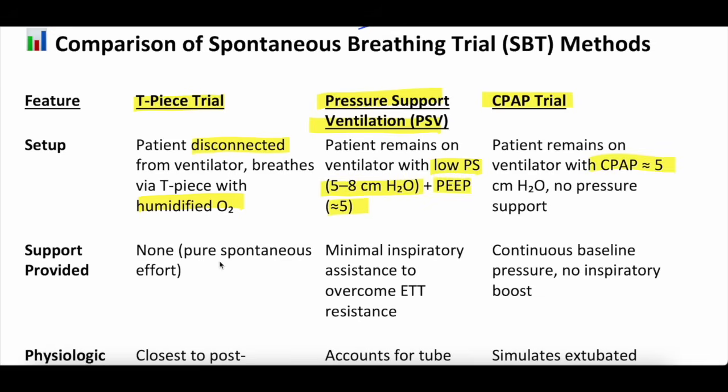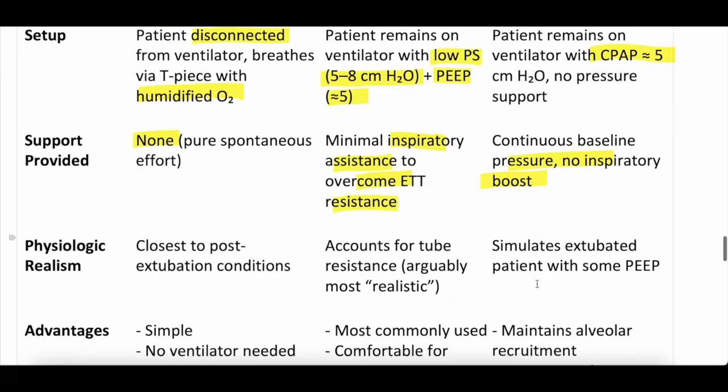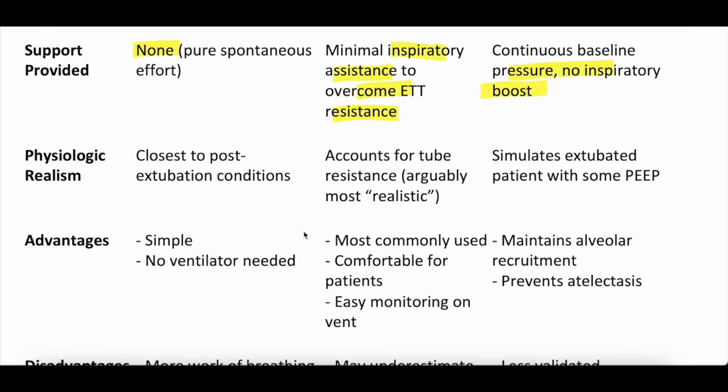So from a support standpoint, a T-piece trial, there's no support. There's no PEEP, no inspiratory pressure. For a pressure support trial, there's inspiratory support and PEEP. And then for a CPAP trial, there's just PEEP. There's no inspiratory support.